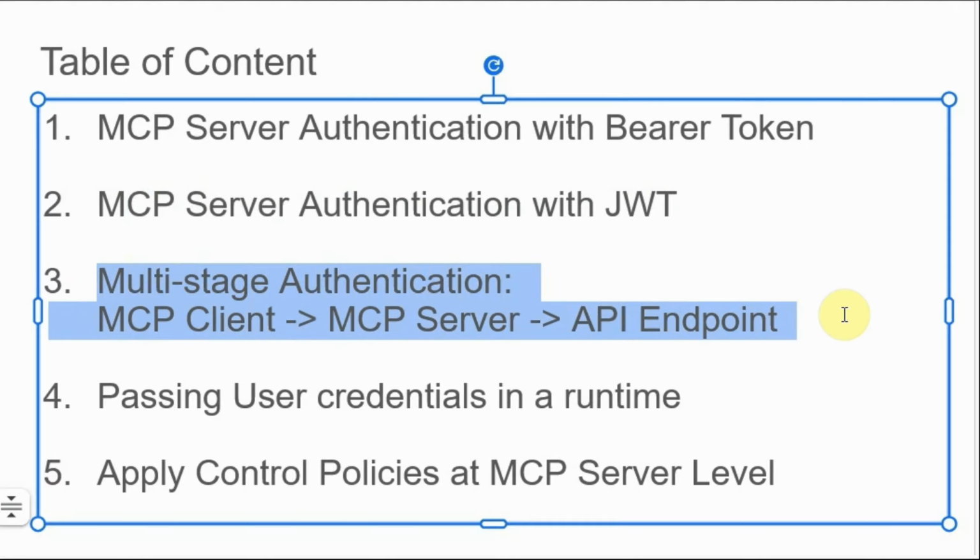Next, we will extend our setup by taking into consideration an API endpoint which sits behind the MCP server. So our full sequence will be connecting from the MCP client to the MCP server and from the MCP server to the API endpoint. And we will consider multiple scenarios of authentication, either using a JWT obtained from the client by the MCP server in order to authenticate with the API endpoint, or using different bearer tokens between the client and MCP server and between the MCP server and the endpoint.